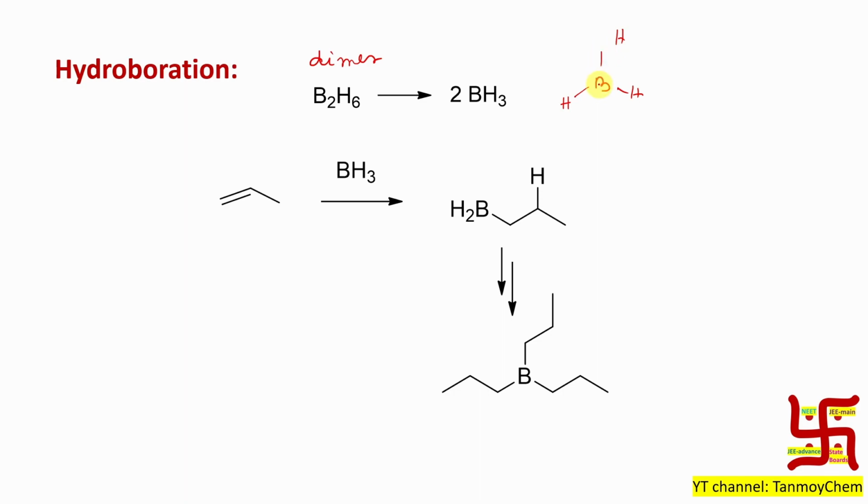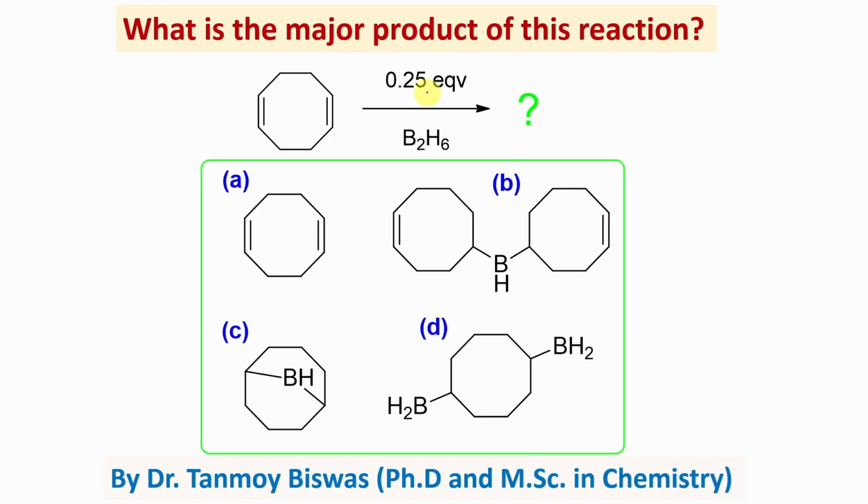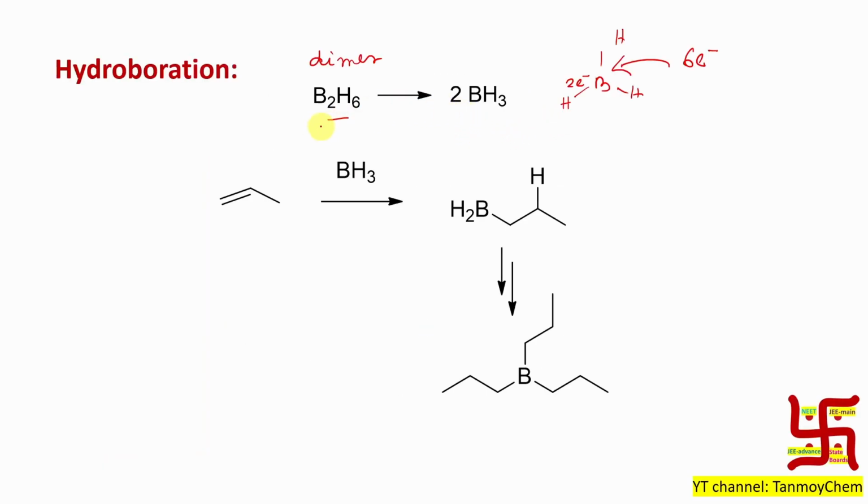If you look at this BH3, this boron is attached with 3 hydrogens, resulting in 3 single bonds. Each single bond has 2 electrons, so in total this boron has 6 electrons. In order to reduce this electron deficiency or incomplete octet nature, they undergo dimerization, resulting in B2H6 formation. Now previously we have seen that 0.25 equivalent of B2H6 is taken, so I can say it is overall 0.5 equivalent of BH3. Why? Because B2H6 produces 2 BH3.